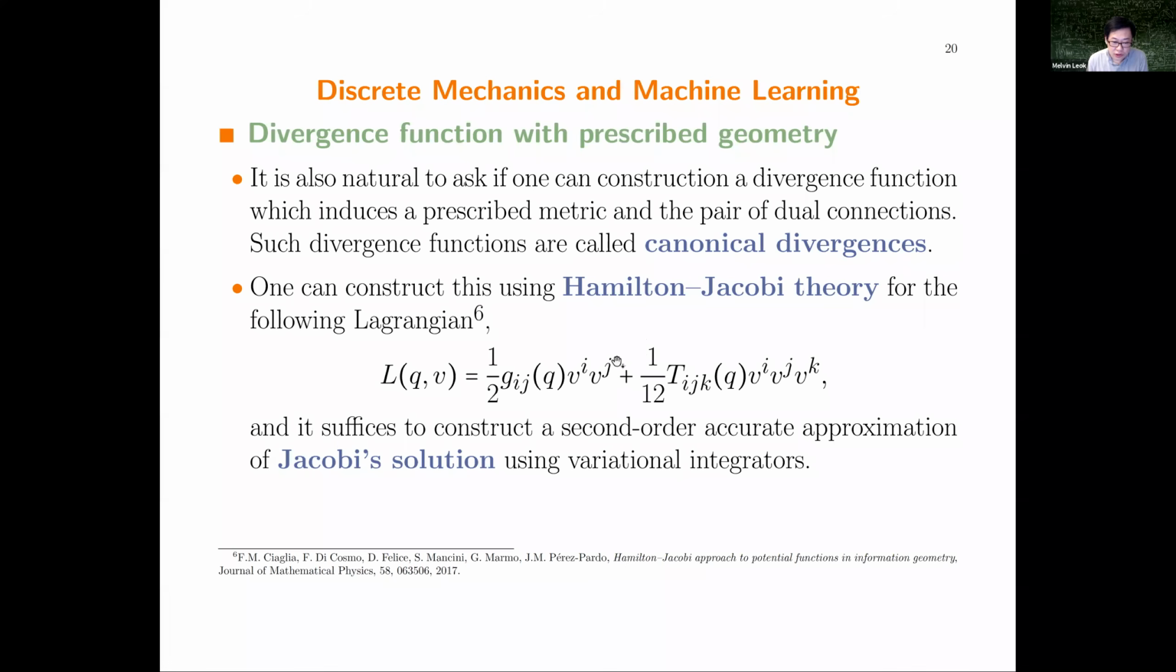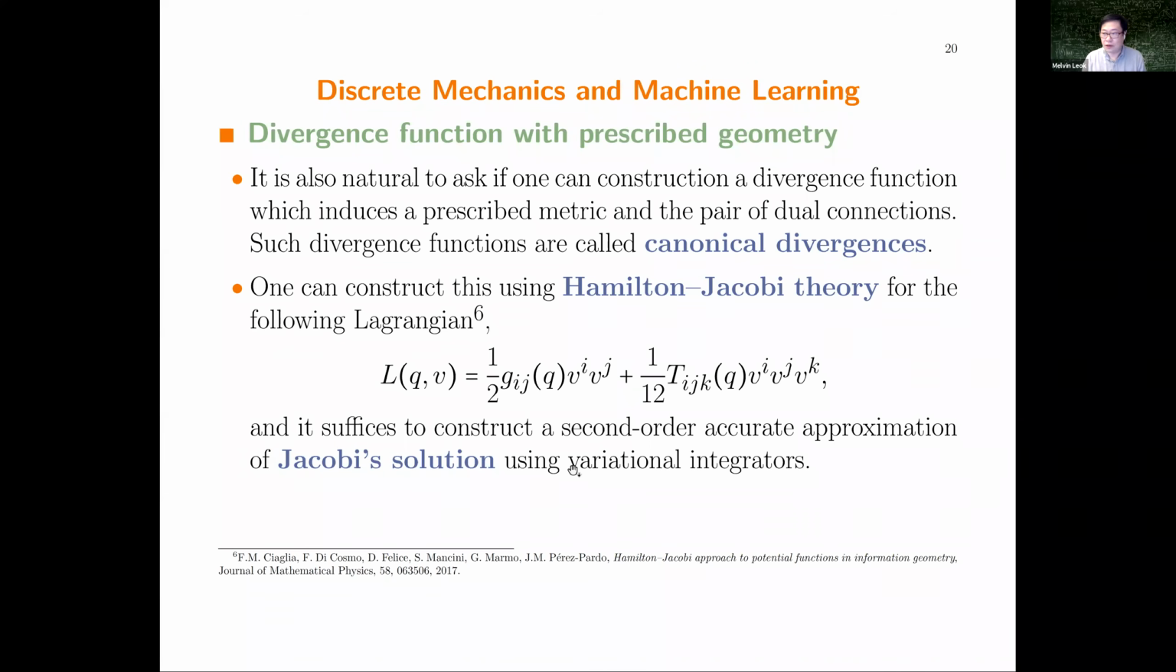So the Lagrangian is constructed from a term involving the metric. This is sort of like a kinetic energy associated with the metric we prescribed. And then there's a cubic term, which has to do with the skewness tensor. Okay, so this combination gives you a Lagrangian, right? And if you construct the exact generating function associated with this, then you will get one of these canonical divergences. In particular, you don't really need to construct the exact generating function. It's really sufficient to construct a second order accurate approximation, a Jacobi solution.